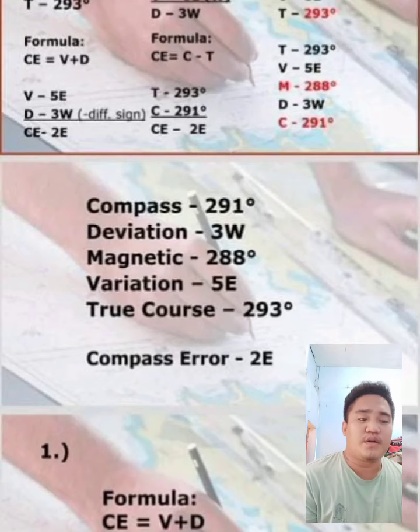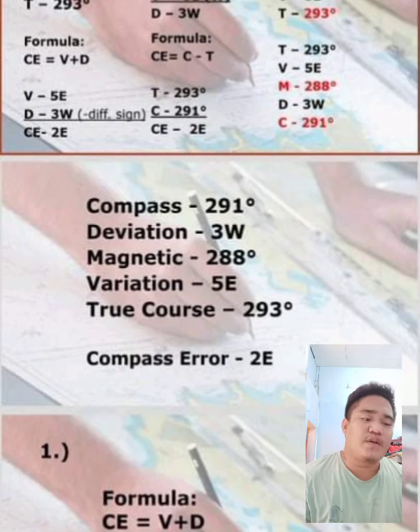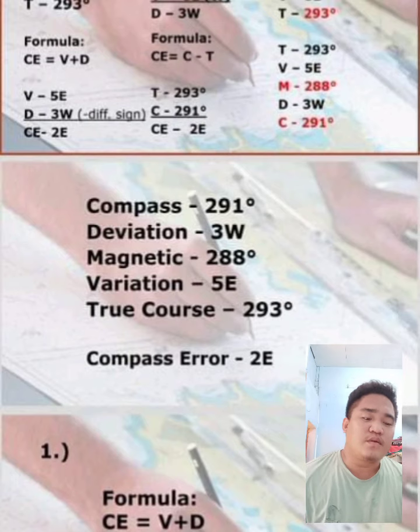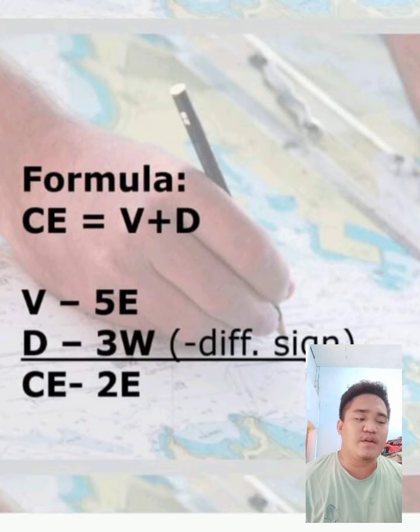So this is our given example. Compass is 291 degrees, deviation is 3 west, magnetic is 288 degrees, variation is 5 south, true course is 293 degrees, and the compass error is 2 south. So first question is if the variation and deviation are given, how to determine compass error.